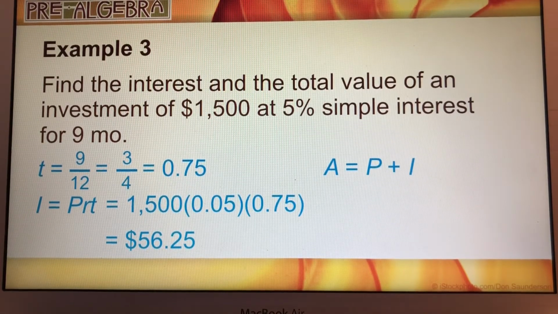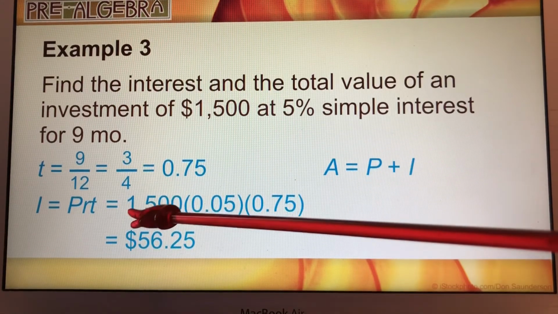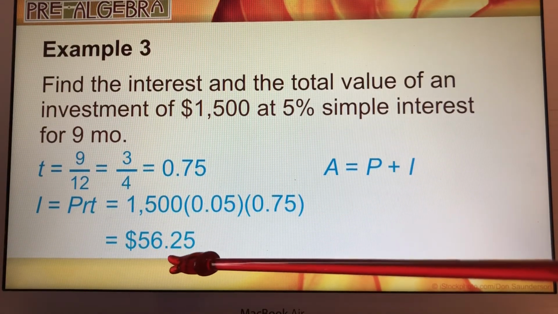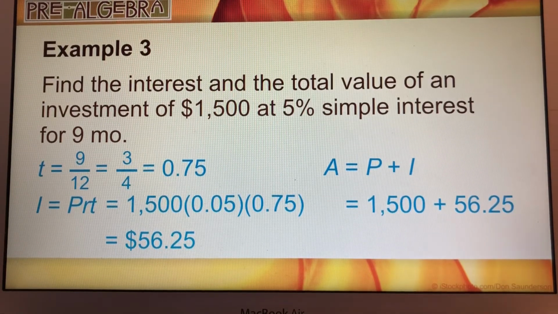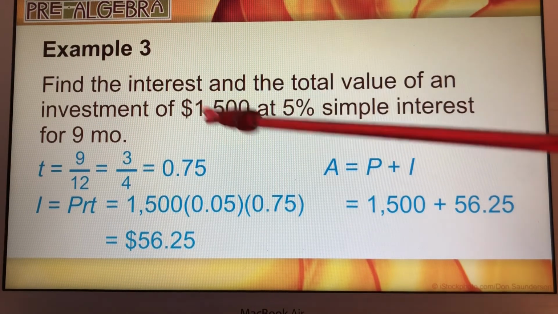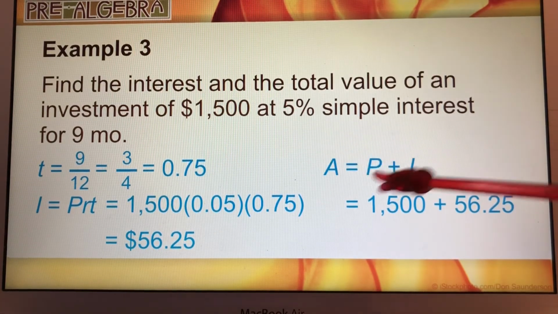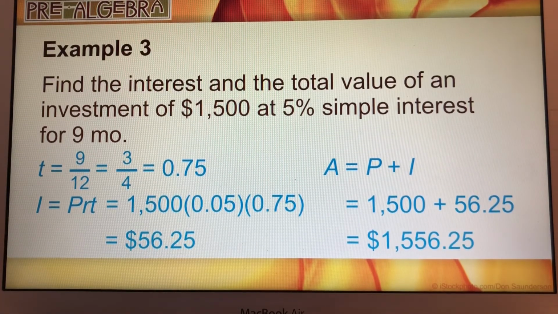Then the amount is your principal, $1,500 plus the interest, this $56.25 right here. That is going to be the total amount that is due, or the total amount received from this investment, because this is an investment. That means you're going to be getting this amount of money back. The total value of the investment is $1,556.25.